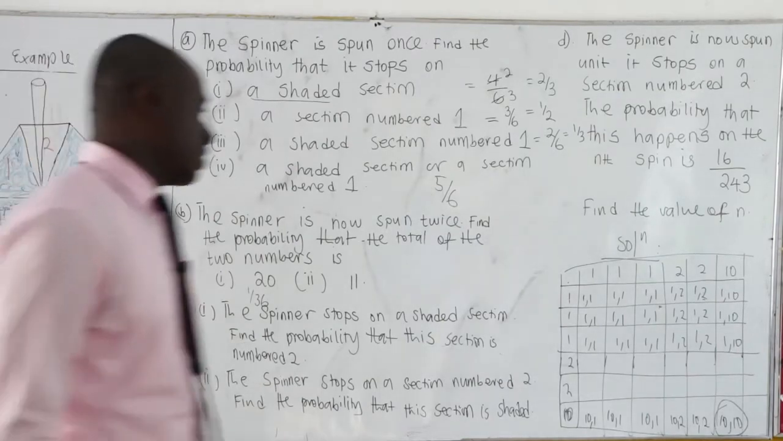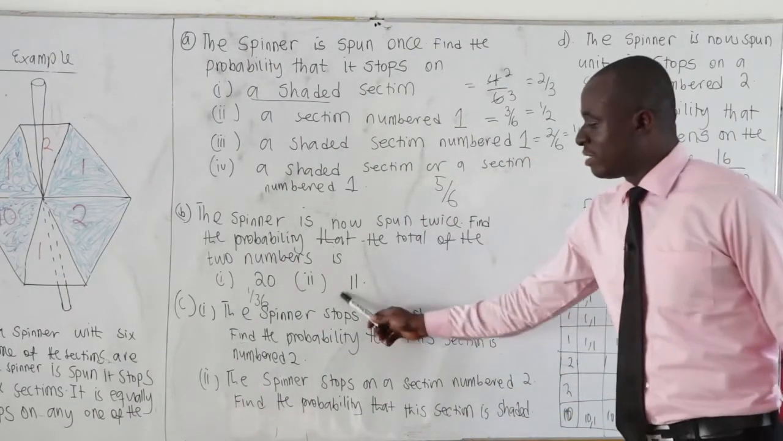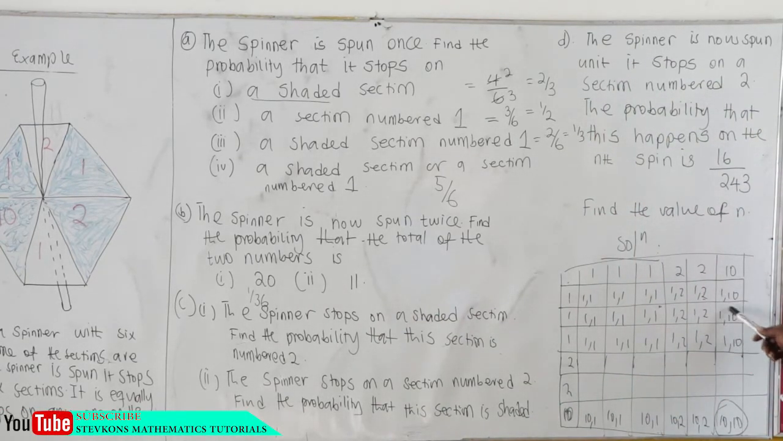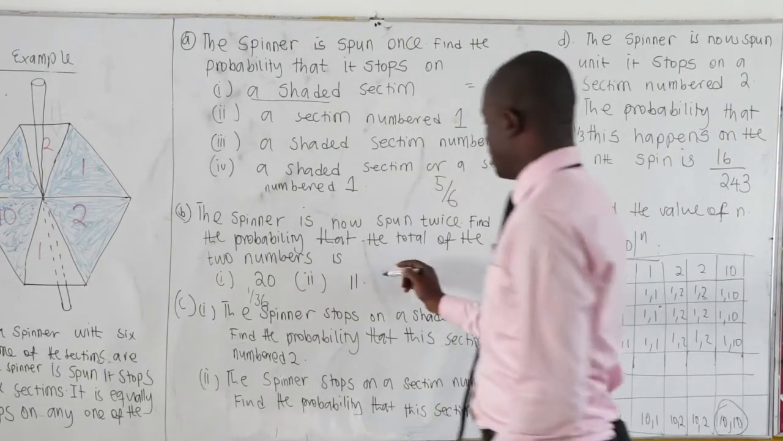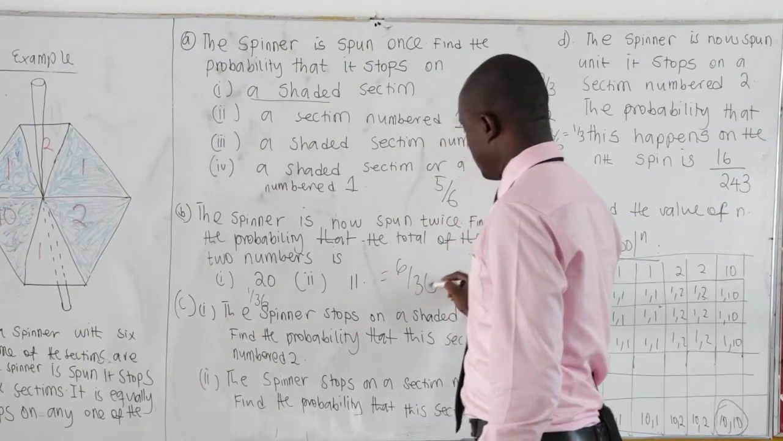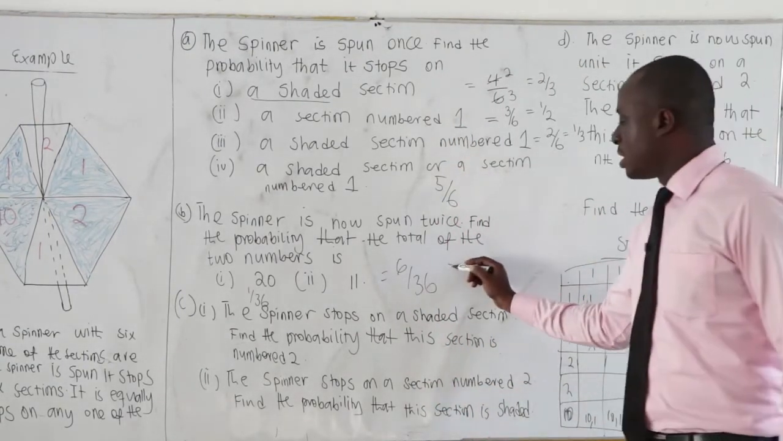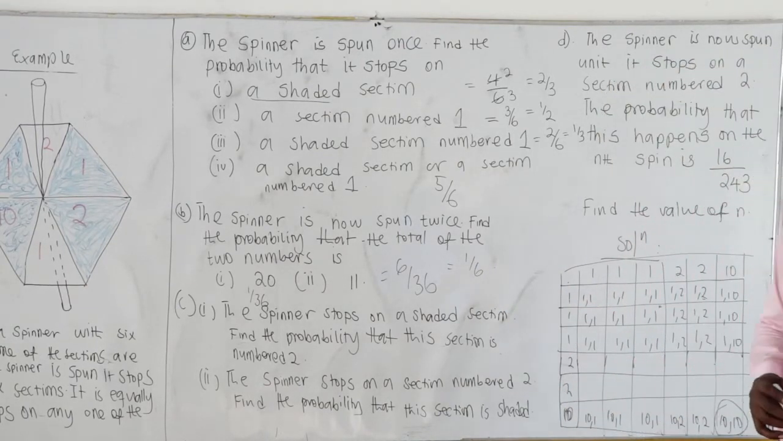Now let's see the second one. It says that the sum is 11. You can see 1 plus 10, 11. 1 plus 10, 11. 1 plus 10, 11. And then 10 plus 1, 11. 10 plus 1, 11. 10 plus 1, 11. So you have 1, 2, 3, 4, 5, 6. So the second answer becomes 6 over 36. Probability is number of events all over number of sample space. And this will give us 1 out of 6.